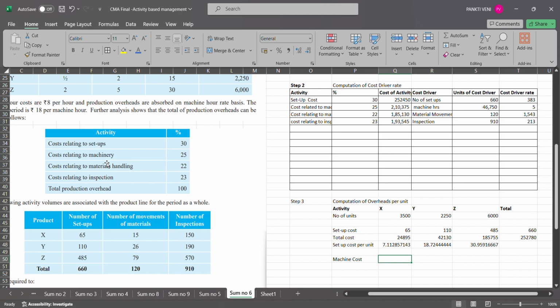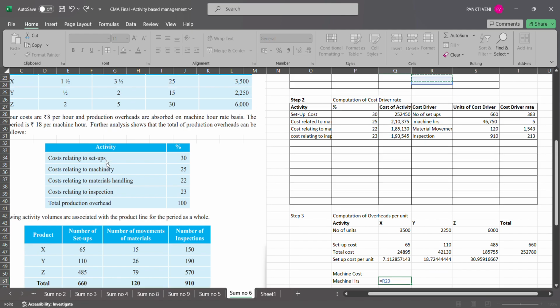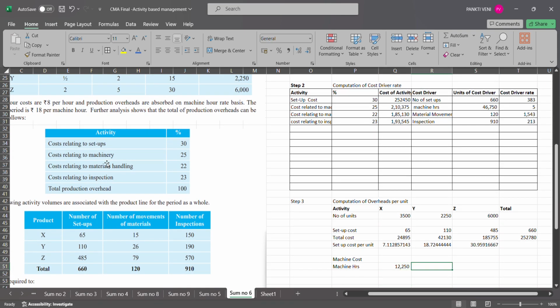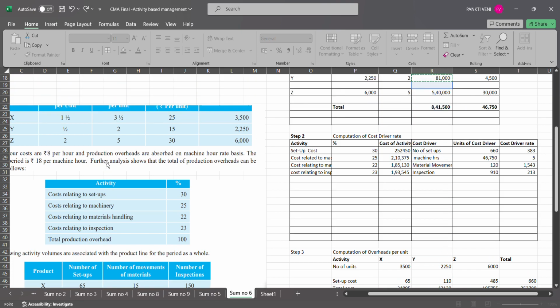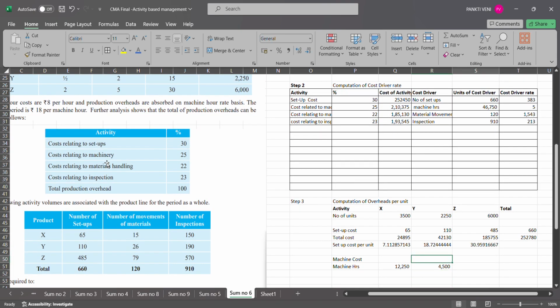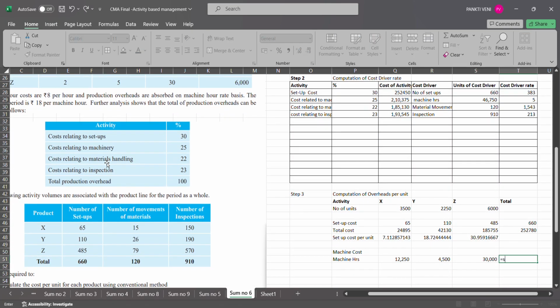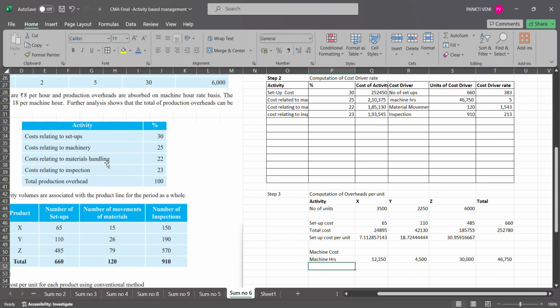Then what I'll do is I'll note down my hours. So I'll note down machine hours. Machine hours I'll get from here. 12,250. Then I have the next here, and then the next here. So this is related to my machine hours.